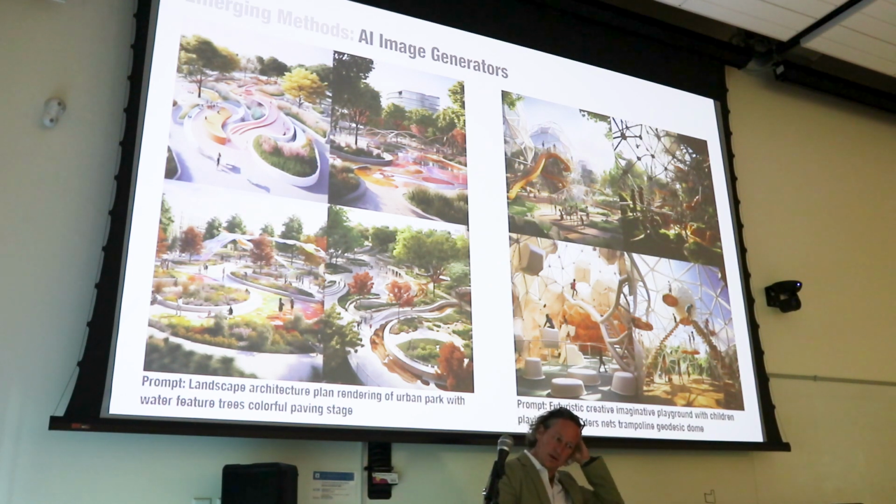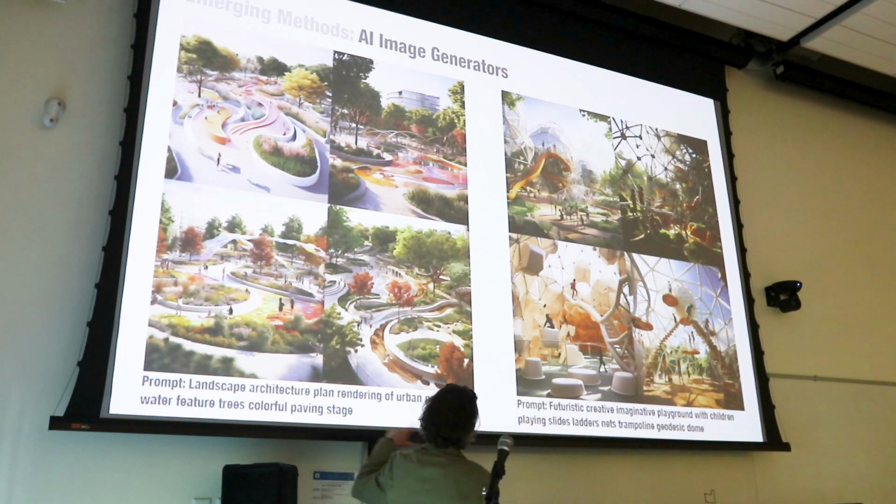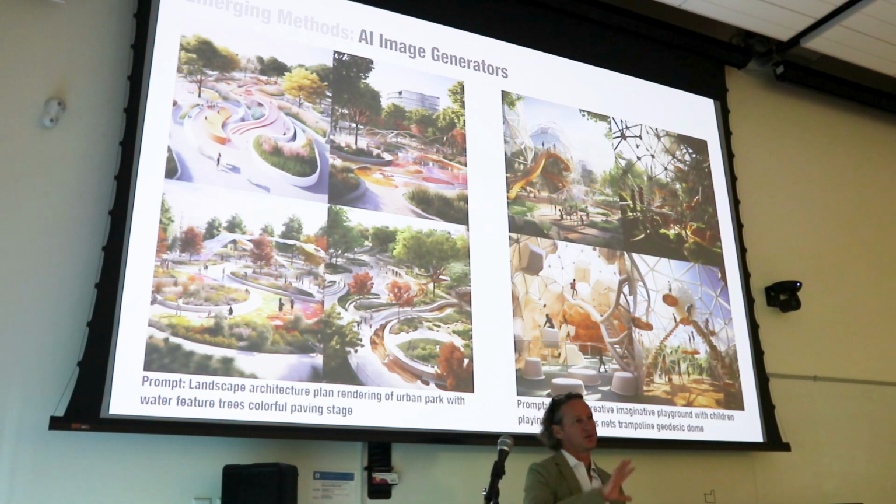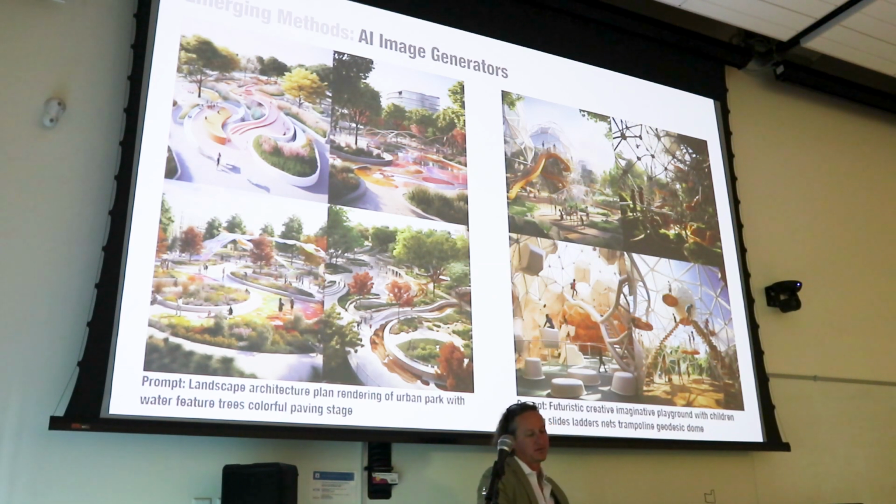So I have the prompt at the bottom, so you can see what I typed in and what came out. What it does is it gives you 4 images, and those are 4 versions of how it responds to that prompt. So on the left, landscape architecture plan rendering of urban park, water feature, trees, colorful, paving, and stage. So 4 pretty different options, but they all kind of respond to that prompt. And then on the right, you can see the prompt, but it was really focused on a playground and involving certain features or certain programmatic elements.